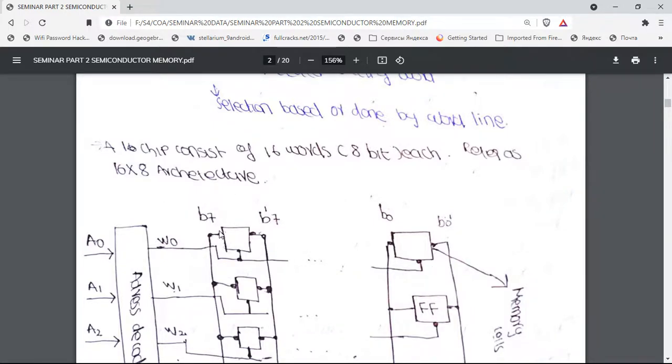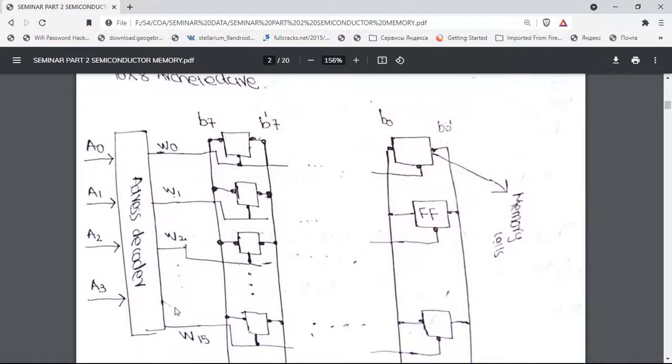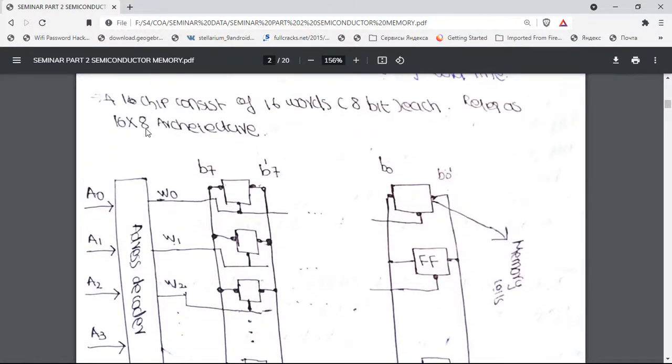If we read something like 16 into 8 or 512 into 8, we need to understand that the first thing we write is the number of words. This is 16 words, so this is 16, and 8 refers to the number of bits. In this one word it holds 8 bits. So this is the 16 into 8 architecture.